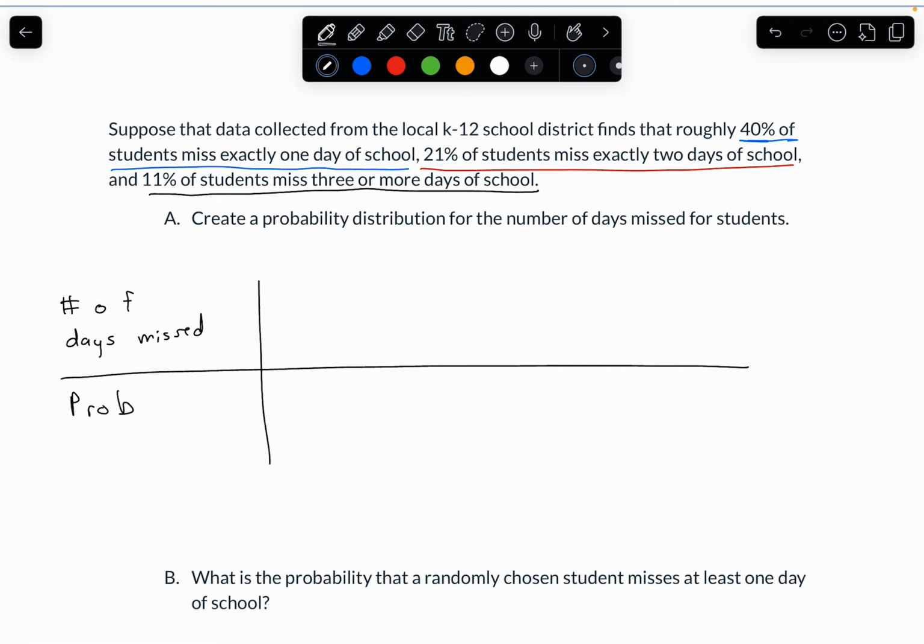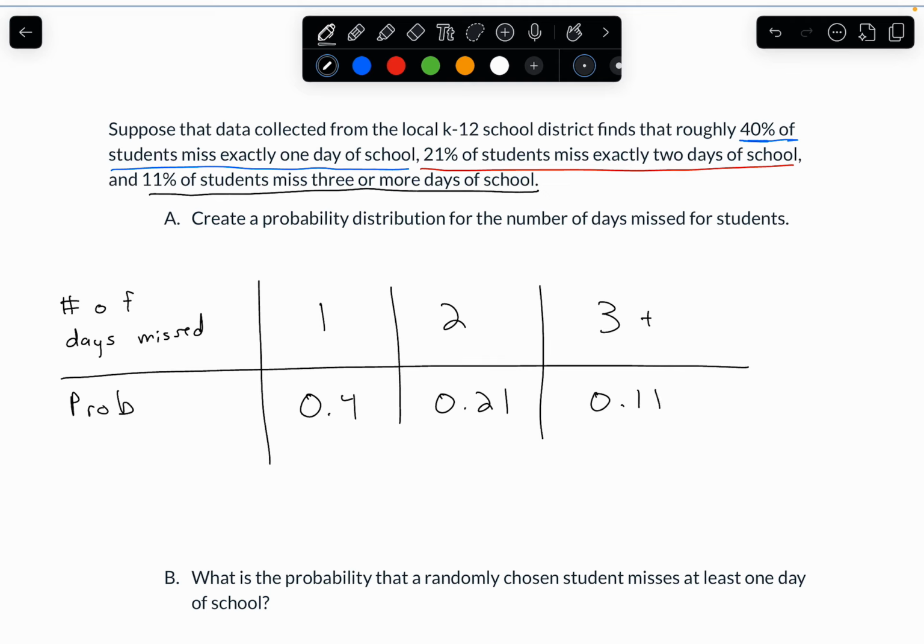So they told us exactly 1 day of school. If we miss 1 day of school, that was 40% or 0.4. So there's my first case. 21% of students miss exactly 2 days of school. So 2 days of school missing, 21%. And then 11% of students miss 3 or more days of school. So for 3 plus days, the probability of that occurring would be 11% or 0.11.